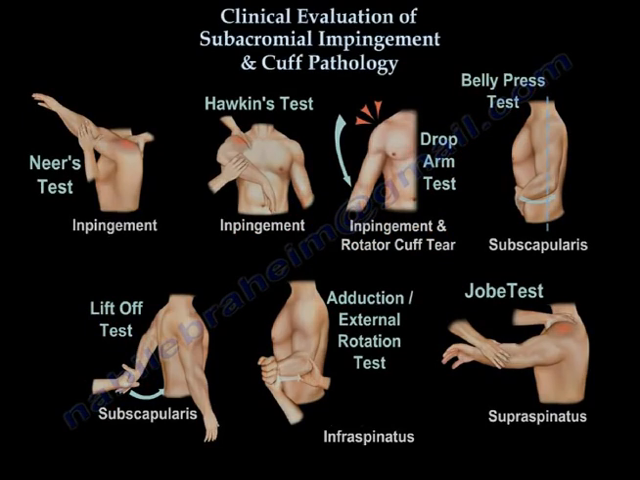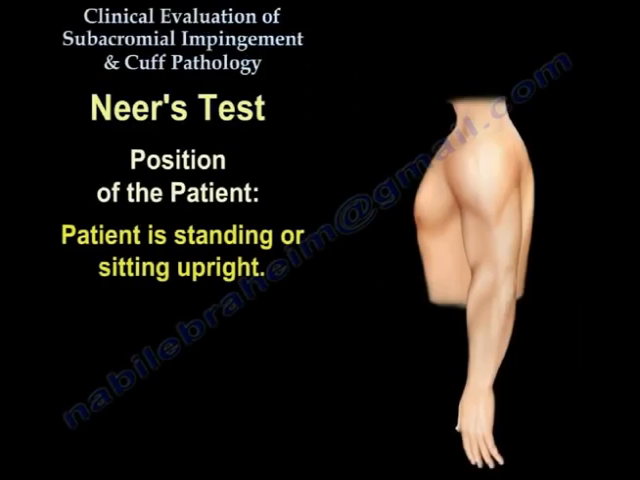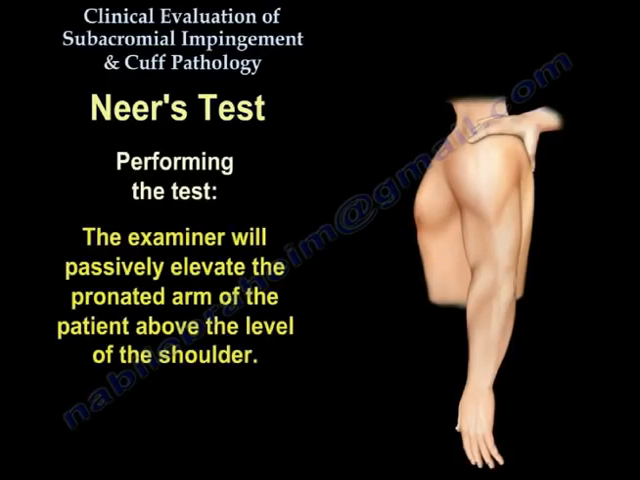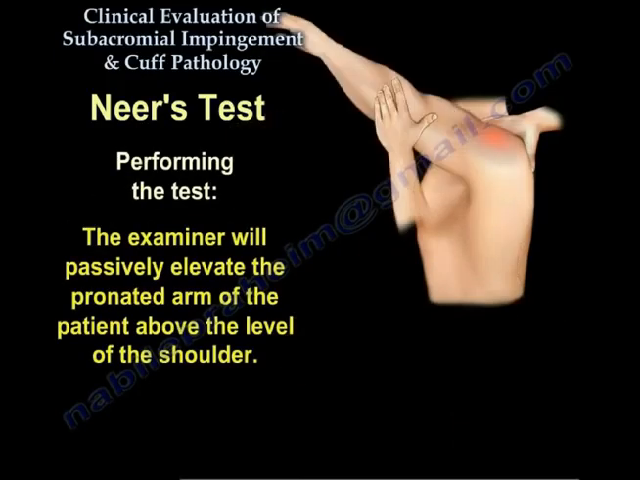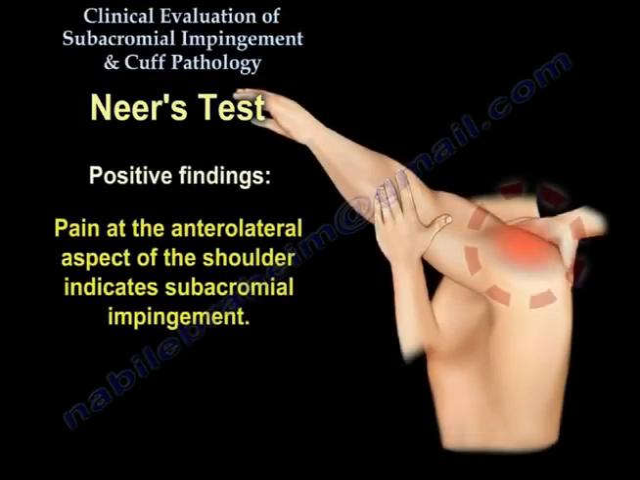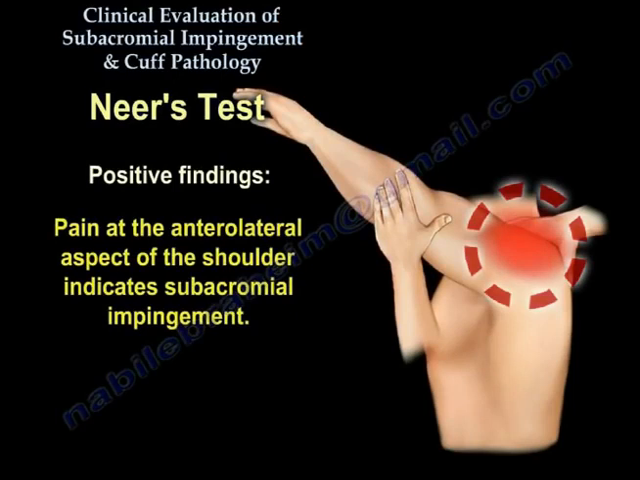The position of the patient. The patient is standing or sitting upright. The examiner will passively elevate the pronated arm of the patient above the level of the shoulder. Pain at the anterolateral aspect of the shoulder indicates subacromial impingement.